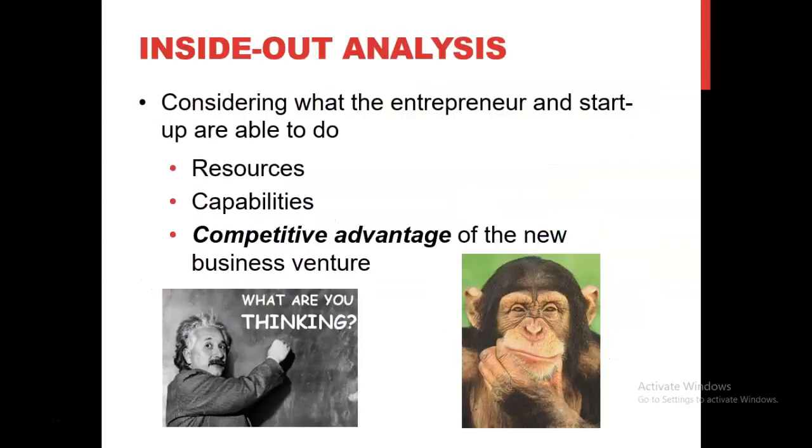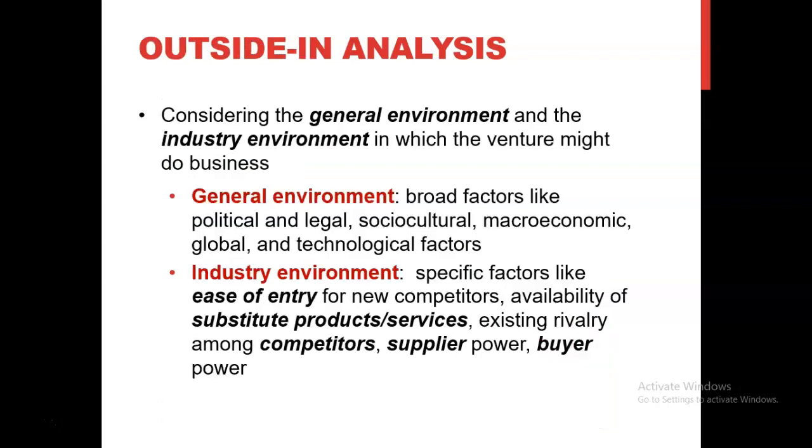The inside-out analysis considers what the entrepreneur and startup are able to do. You look at the resources, their capabilities, and the competitive advantage of the new business venture. The outside-in analysis says consider the general environment and the industry environment in which the venture might do business. The general environment would include broad factors like political and legal, social, cultural, macroeconomic, global, and technological factors. The industry environment would include specific factors like ease of entry for new competitors, availability of substitute products or services, existing rivalry among competitors, supplier power, and buyer power.